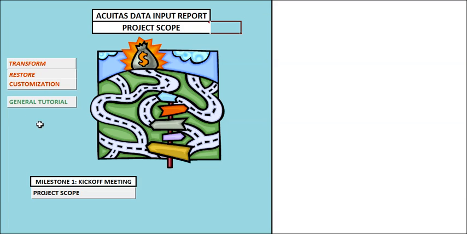The last element of the home screen is the access on the web to this general tutorial by clicking on the dark green General Tutorial Navigation button just below the Customization Navigation button. The General Navigation tutorial is stored on the acuitasdss.com website and can be accessed by clicking on this General Tutorial Navigation button on the home screen on all data input forms. Let's get into the heart of the data input forms, the data inputs themselves, by clicking on the Project Scope Navigation button.